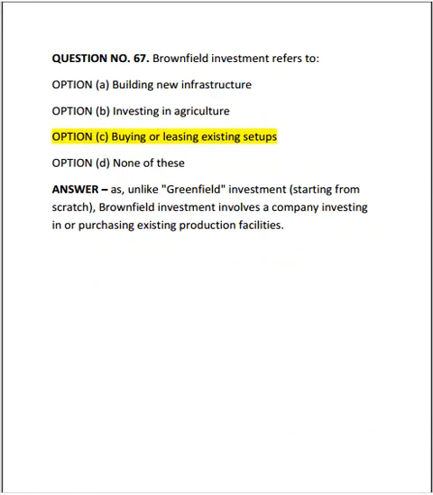Question No. 67. Brownfield investment refers to Option A. Building new infrastructure. Option B. Investing in agriculture. Option C. Buying or leasing existing setups. Option D. None of these. Answer: unlike greenfield investment starting from scratch, brownfield investment involves a company investing in or purchasing existing production facilities.